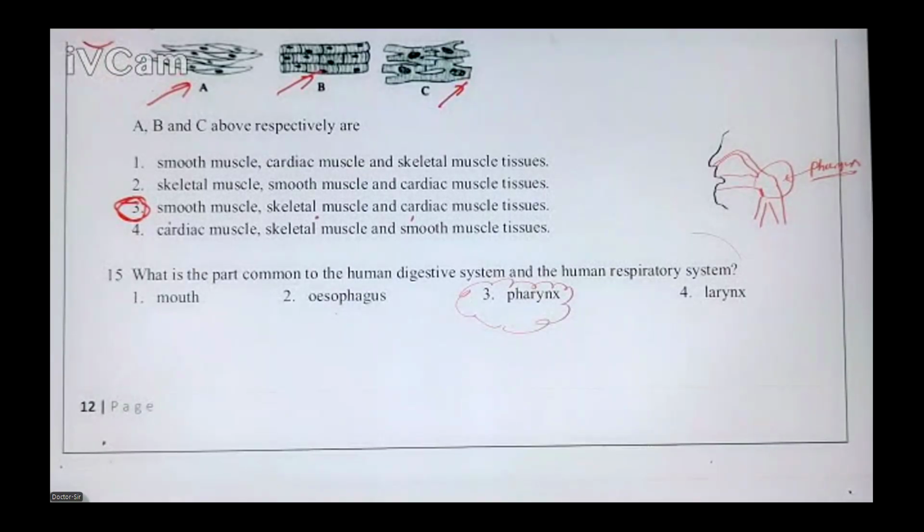Question number, I don't know the real number in the paper. Because some students are very lazy. That's why I am telling this real paper.